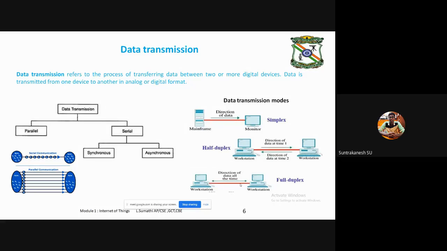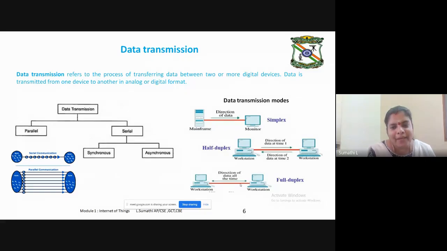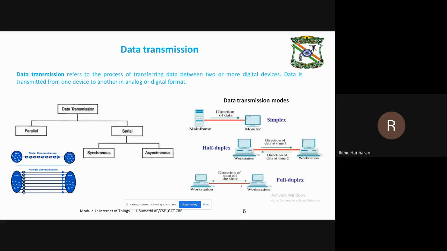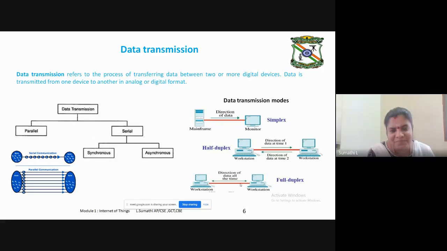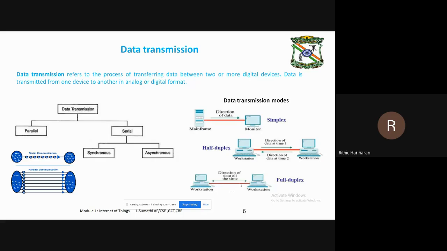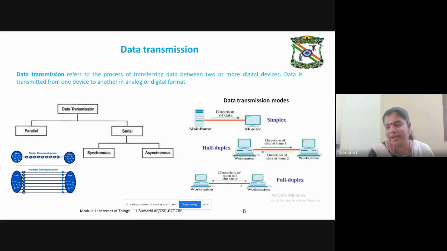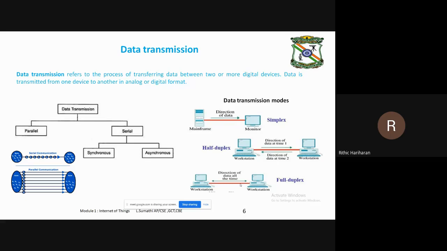Asynchronous transmission, ma'am. Okay. May I know why you justify it as half duplex? Ma'am, it's a full duplex type of communication, because there is a SYN and acknowledgement flag that creates a connection between the two computers, like TCP type of communication.